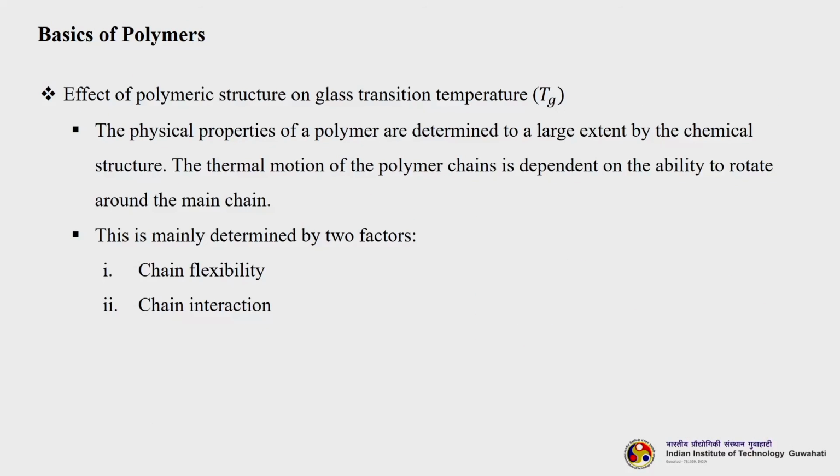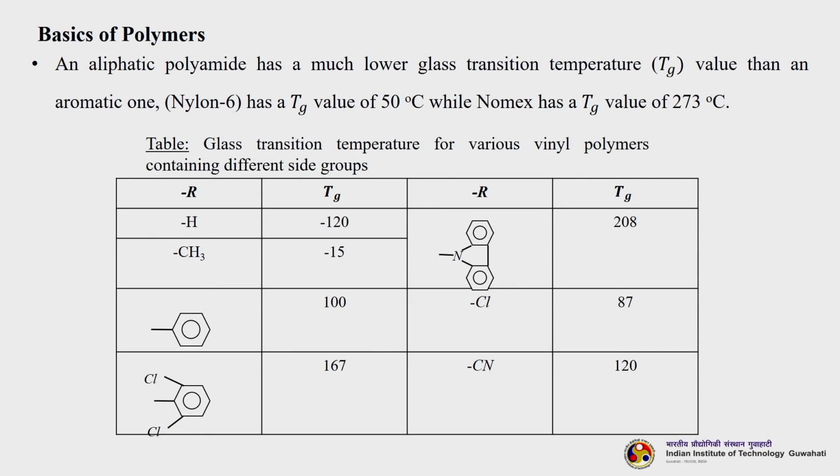So, the effect of polymeric structure on glass transition temperature. The physical properties of a polymer are determined to a large extent by the chemical structure. The thermal motion of the polymer chains depends on the ability to rotate around the main chain. This is mainly determined by two factors: chain flexibility and chain interaction. An aliphatic polyamide has a much lower glass transition temperature than an aromatic one. For example, nylon 6 has a glass transition temperature of 50 degrees, while Nomex has a glass transition temperature of 273 degrees centigrade.